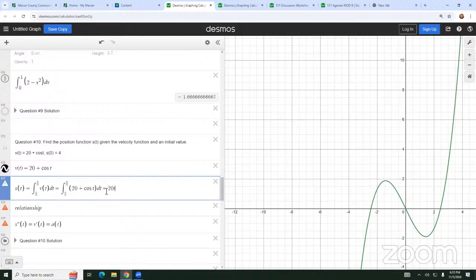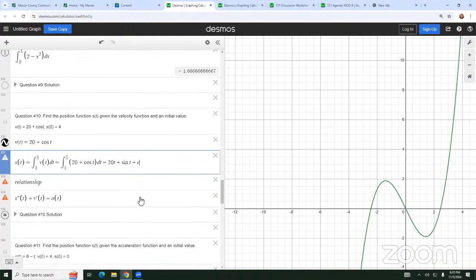T. Yes, in this case, it's a t instead of an x. The derivative of 20x would be 20, right? What would give you cosine as a derivative? The derivative of what gives you cosine? Yes, it's sine. The sine of t. And since it's an antiderivative, you have a constant, right? Okay, so that would be the answer, except this.